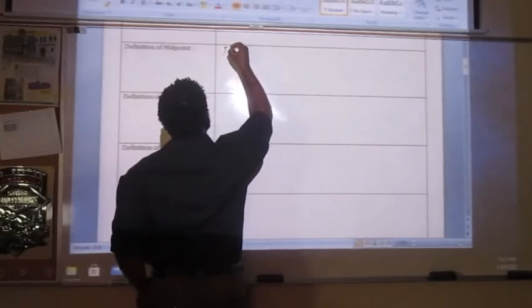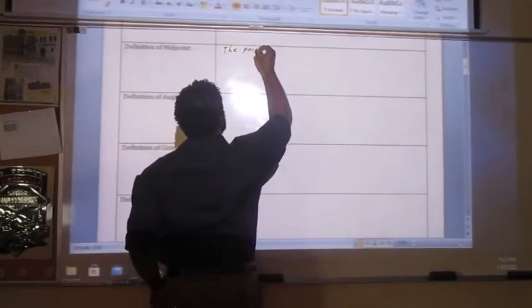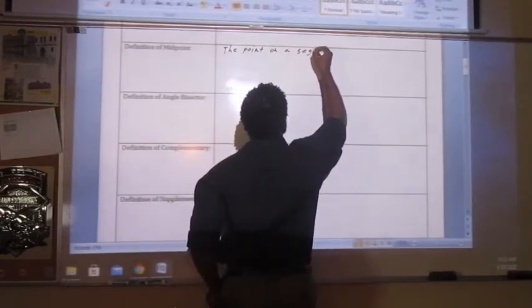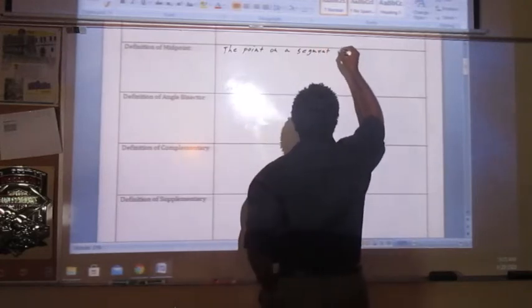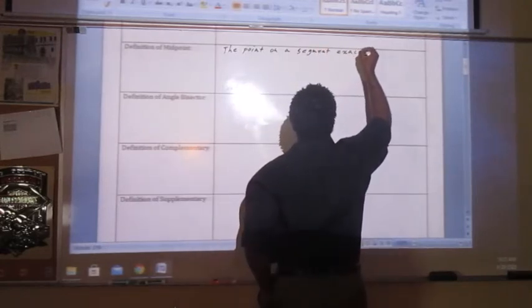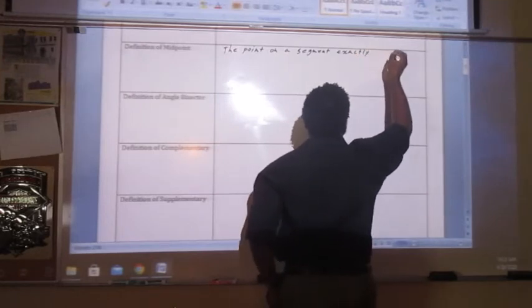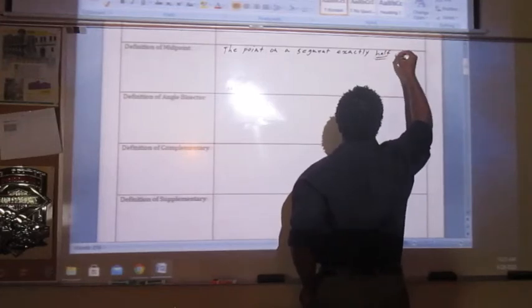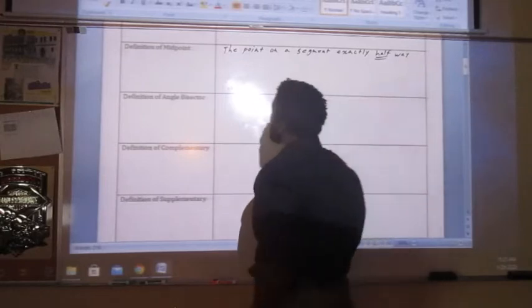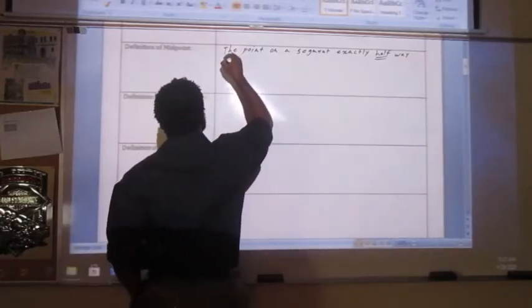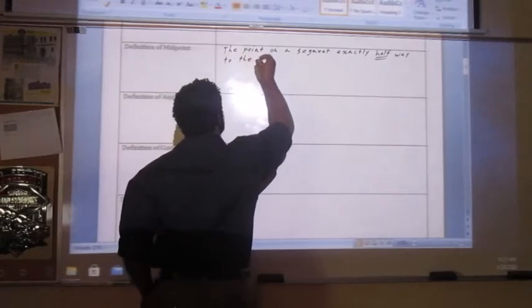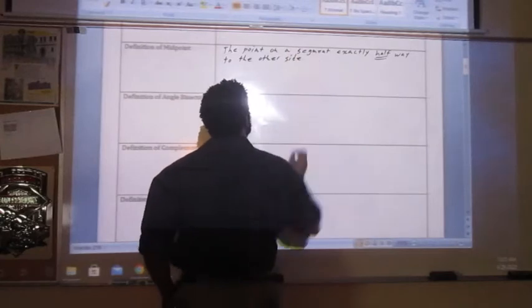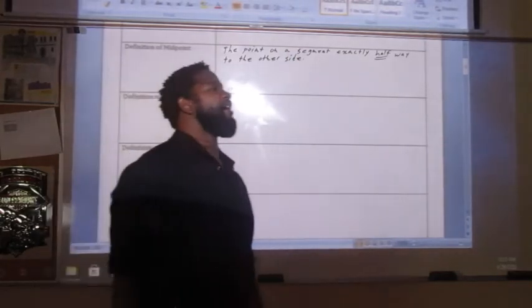The point on a segment that is exactly halfway to the other side. Point on a segment that is exactly halfway to the other side.